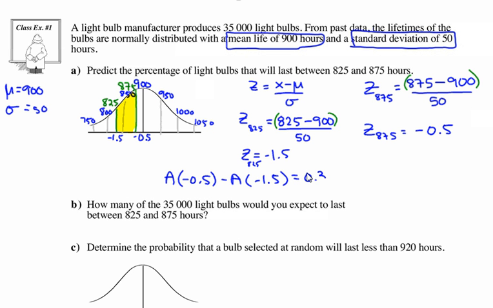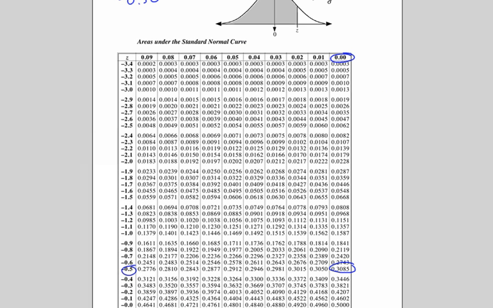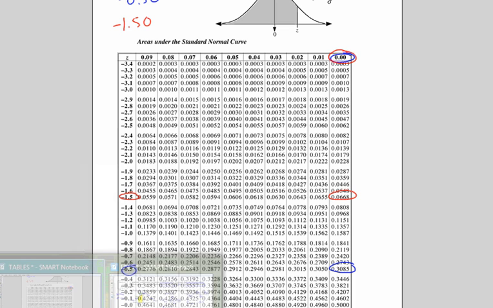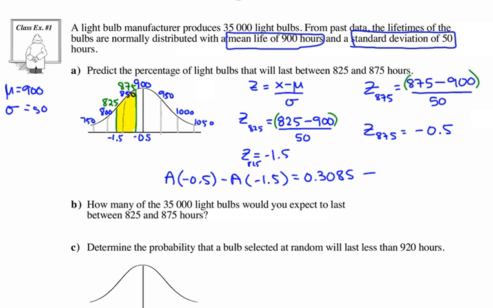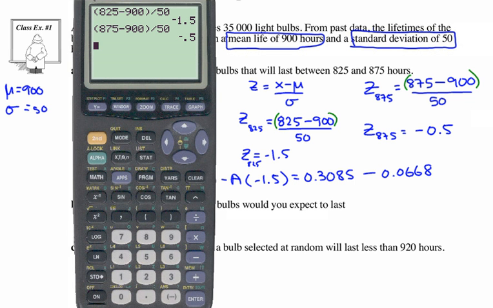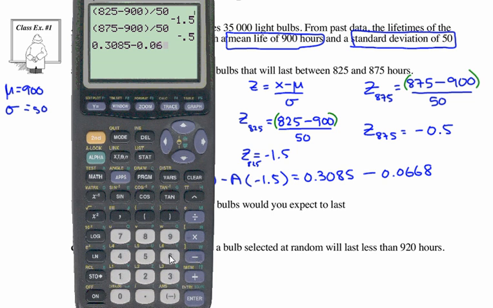So 0.3085 minus the area under negative 1.5. So again with my chart, negative 1.5 is the same thing as negative 1.50. So negative 1.5, and here's the 0. So that's 0.0668, the area under that portion. So we want to subtract those two areas, 0.3085 minus 0.0668, which gives us 0.2417.